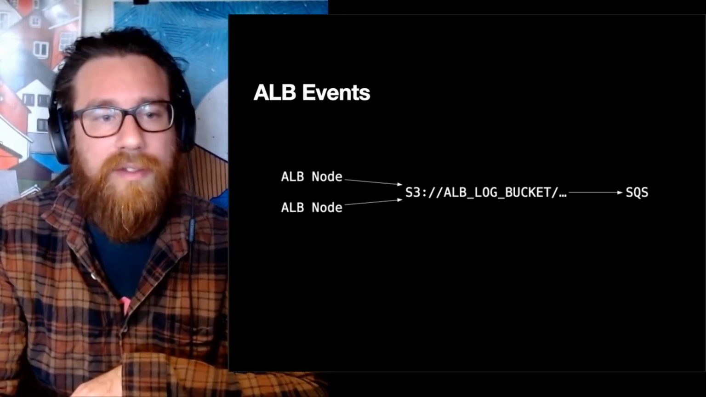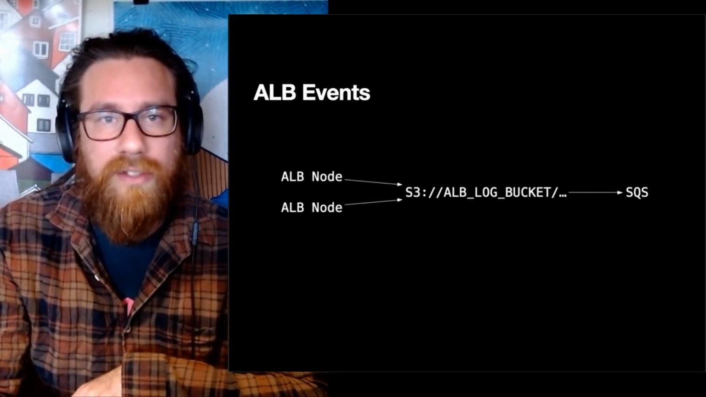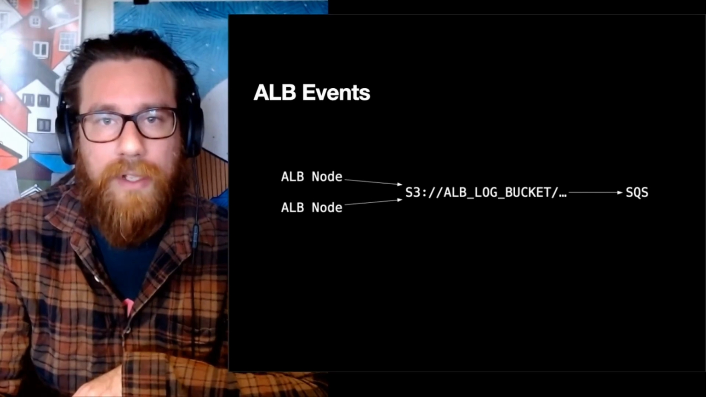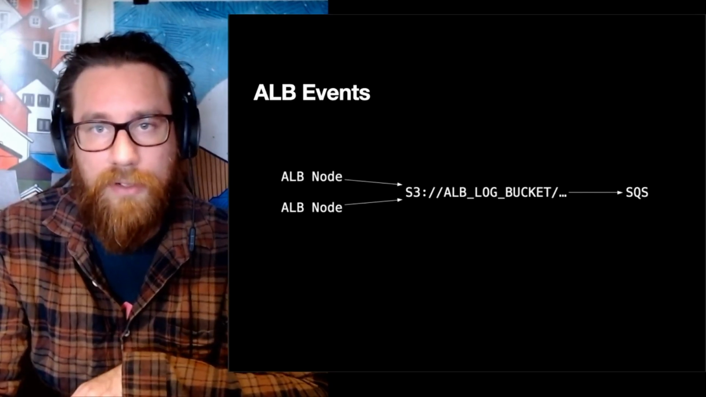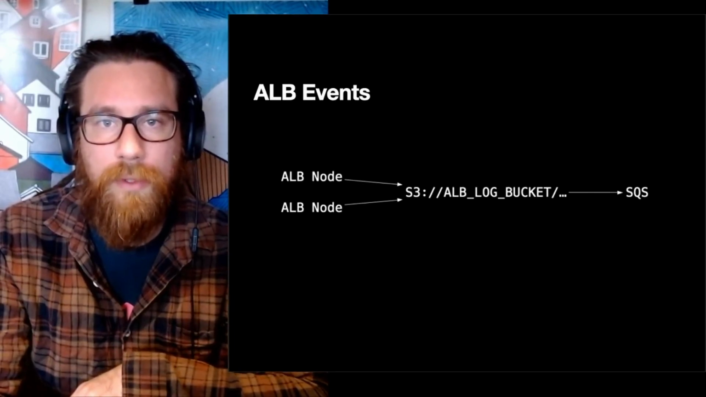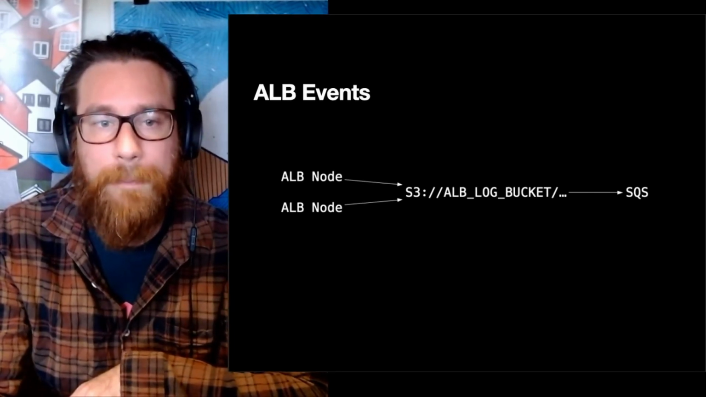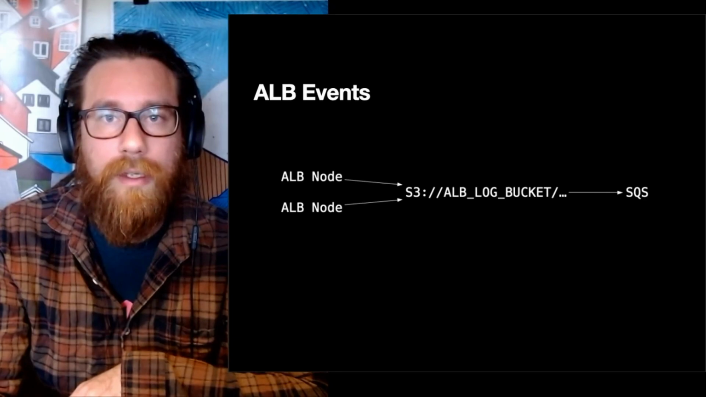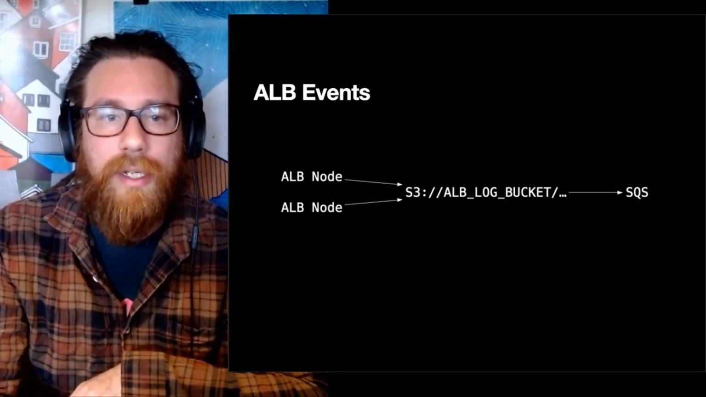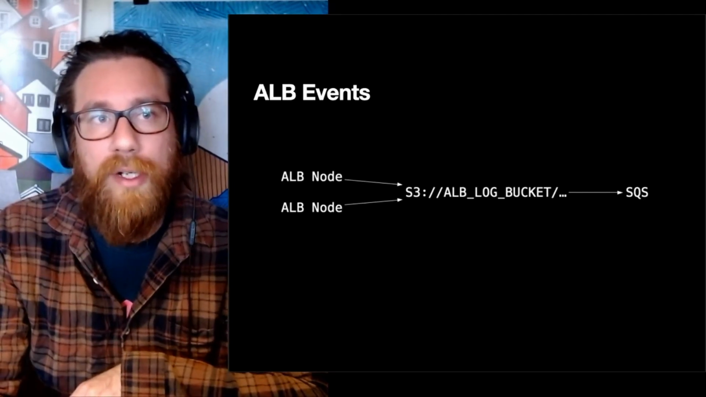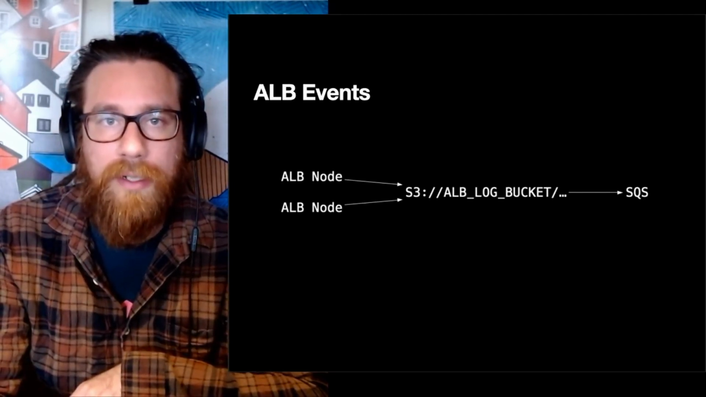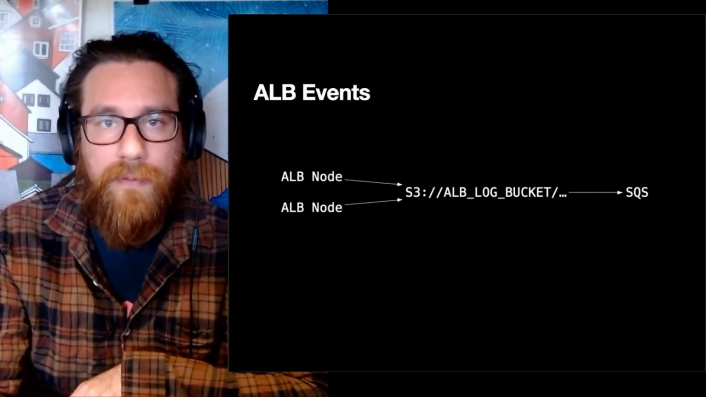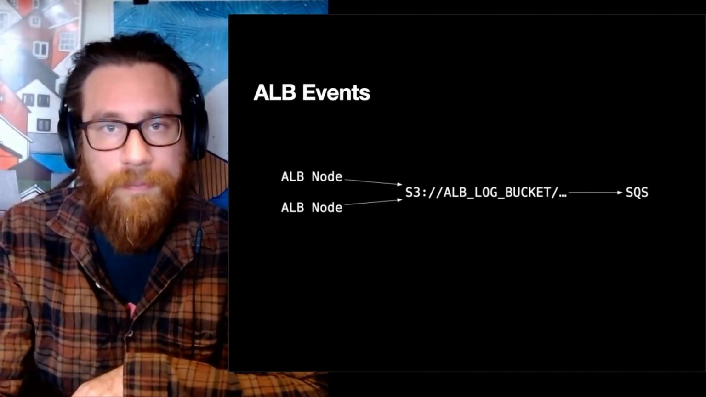So the ALB events: an ALB is a cluster of nodes, load balancer nodes, and if the cluster is configured to publish logs, each node can be configured to publish them to an S3 bucket, and each node will flush its logs every 5 minutes to that bucket. S3 has a feature where, if you publish a file to an S3 bucket, a create object event can be emitted, and you can hook into that event and use it to place the metadata for the file that was created into an SQS queue. And that's what we do.